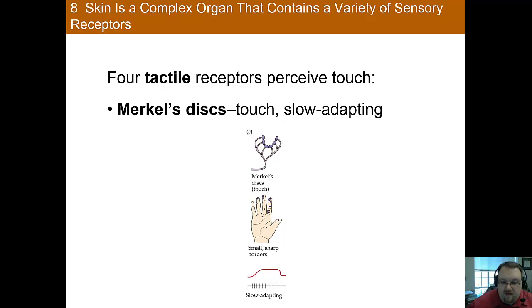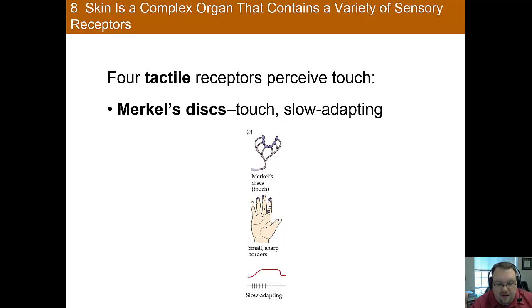Merkel's disks are very similar to Meissner's corpuscles, which we'll talk about in a little bit. And they're similar because they're densely packed. They're located usually in sensitive areas, and they have very small receptive fields. So they're very good at detecting very small, precise details. One difference with them is that these are slow adapting, whereas Meissner's corpuscles are fast adapting. Both have small receptive areas, so they're both used to detect small details.